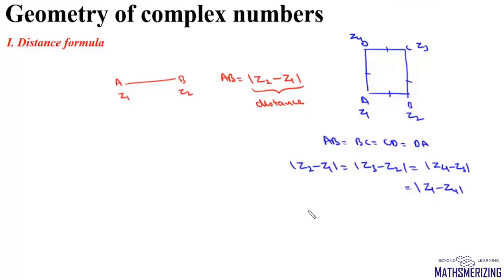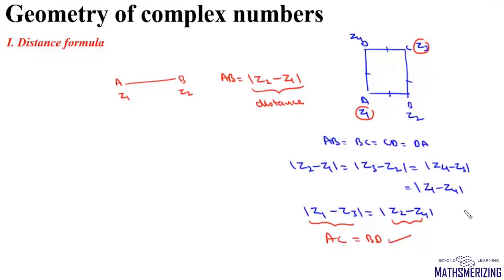Now if I say mod of Z1 minus Z3 is equal to mod of Z2 minus Z4, you have to tell me whether it is right or wrong. When I say mod of Z1 minus Z3, it means the distance between Z1 and Z3. That means AC, and mod of Z2 minus Z4 is nothing but BD. So this equality suggests AC equals BD, which is true in the case of a square. That means this equation is true for a square.